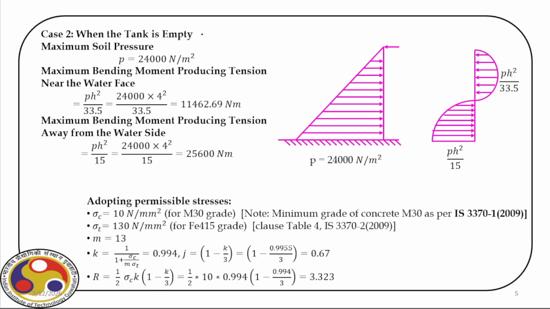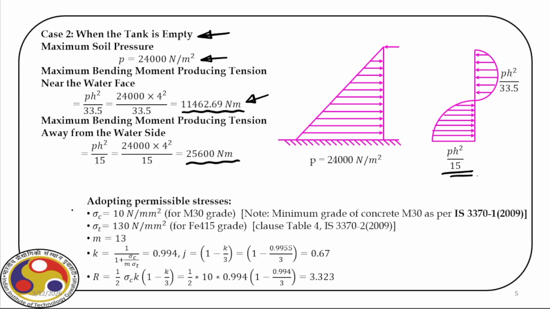Now let us consider the second case when the tank is empty. In that case, the soil pressure will act, which is 24,000 Newton per meter square, and for that soil pressure, the bending moment producing tension near the water face is pH square by 33.5, and this time you will have 11,462.69 Newton meter, right? On the other hand, the bending moment at the bottom producing tension away from the water face is pH square by 15, which is 25,600 Newton meter.